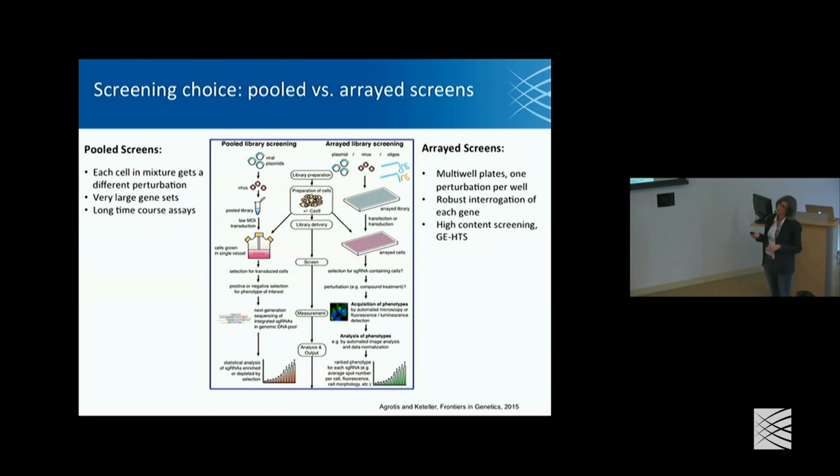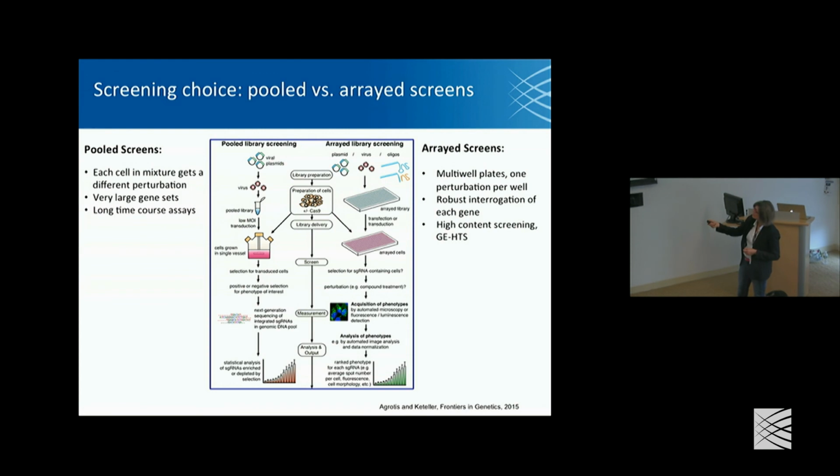When you plan a genetic screen, you have two choices. You can do pooled or arrayed. In a pooled screen, each cell in the mixture gets a different perturbation. Pooled screens are a very cost-effective way to query genome-wide libraries, and they also allow you to do long time-course assays.